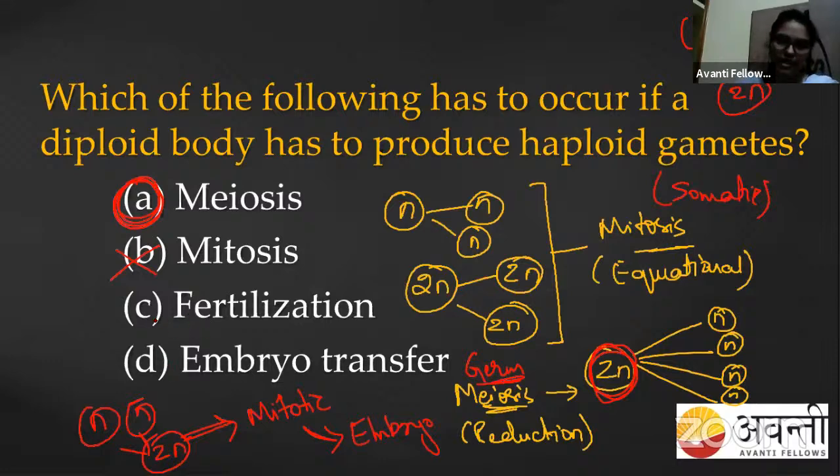Okay, so fertilization is the process of fusion, that means fusion of gametes to give the zygote. Embryo transfer is related to pollination, so this is also not the option for this question. Is this clear? Actually, we had discussed this in the last class.